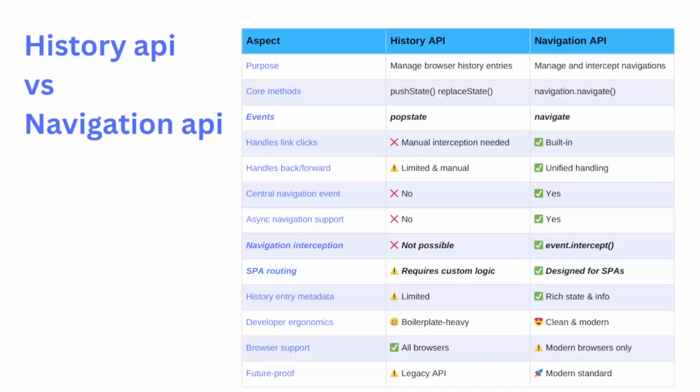So we have the browser support. The history API is supported in all browsers, and the navigation API is modern browsers only. Then we have future proofing. For the history API, it's legacy, right? And navigation is the modern standard way forward. I hope you will use it in the future, but be aware that it's still very, very new.